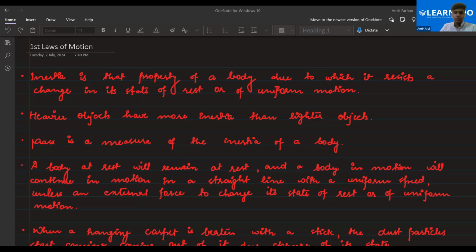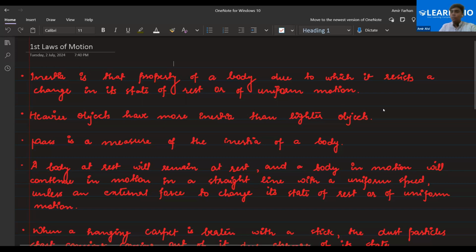Okay, everyone. Thanks so much for waiting. So let's start. Basically, in the first law of motion we have two things. First one is inertia. The first law is completely based on the inertia concept. So what is inertia? Inertia is a property of a body due to which it resists a change in its state of rest or of uniform motion.